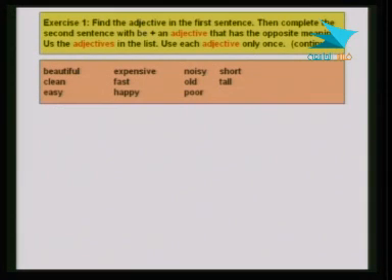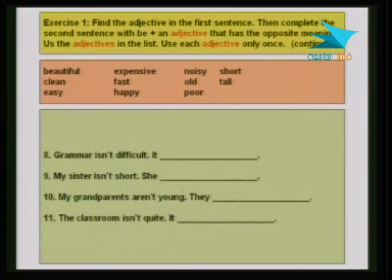And we have the same words in the same box. And this is number 8. Grammar isn't difficult. It's easy. Easy is the opposite of difficult. My sister isn't short. She's tall. My grandparents aren't young. They're old.